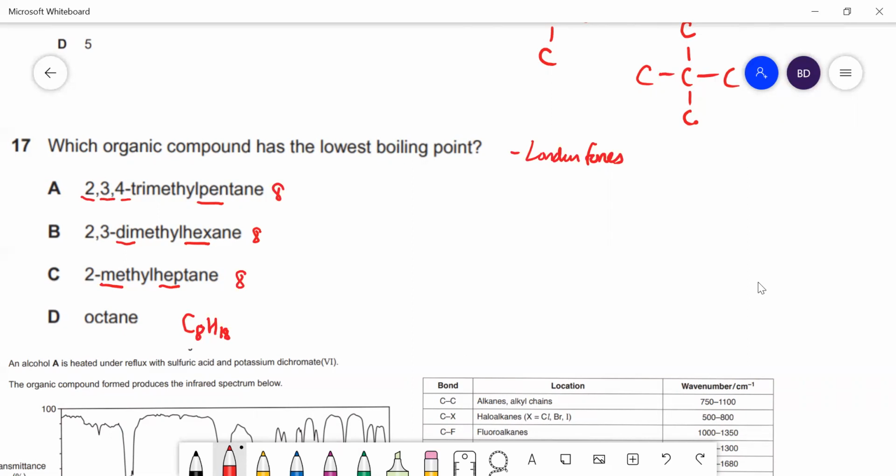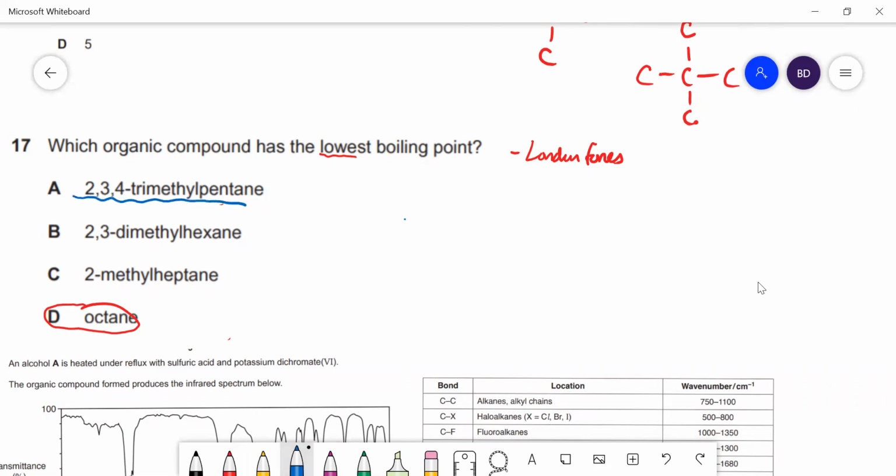So now we have to think about the shape of the molecule. Well, with London forces, the electrons need to be able to interact with each other. Effectively, the molecule has to have a large surface area, and the one which will have the biggest surface area will be the one which is a straight chain, which is octane. So that's going to have the highest boiling point. We're not asking for that though. The one with the maximum amount of branching is going to have the lowest. Well, you can see the maximum amount of branching is going to be A.